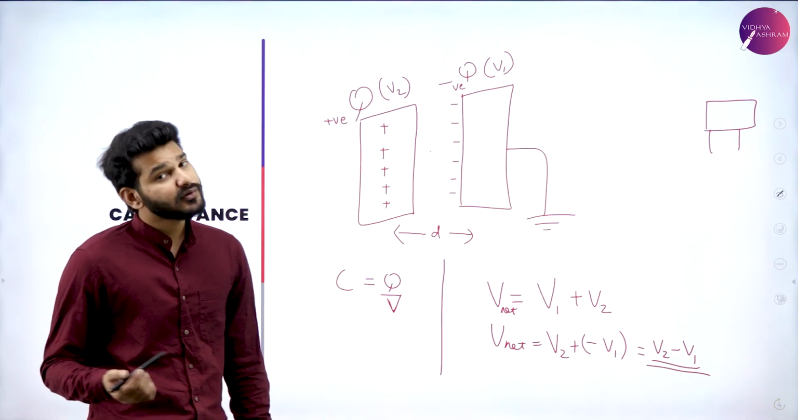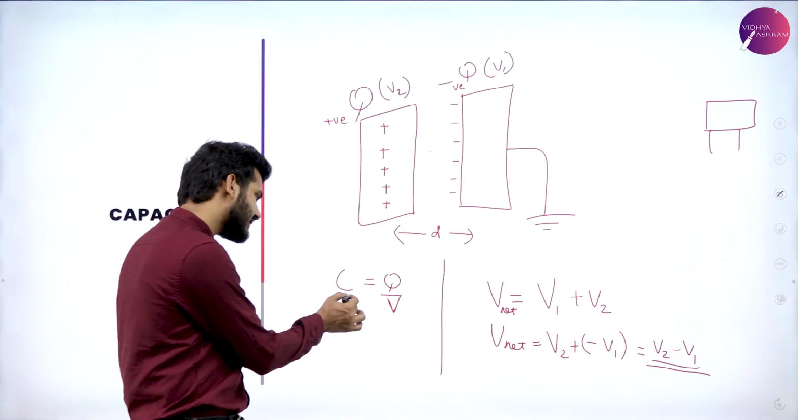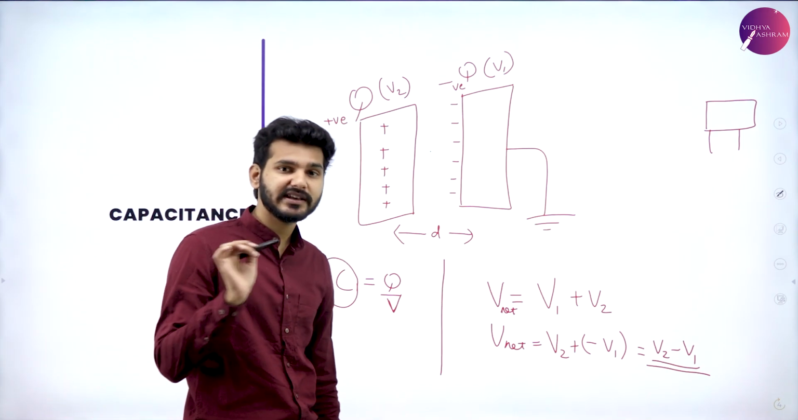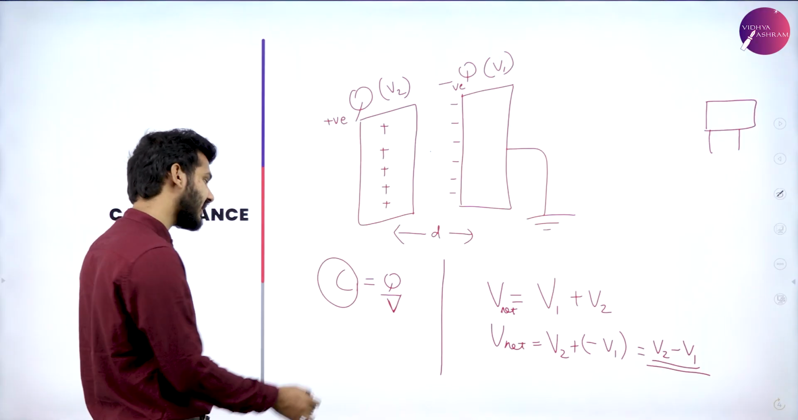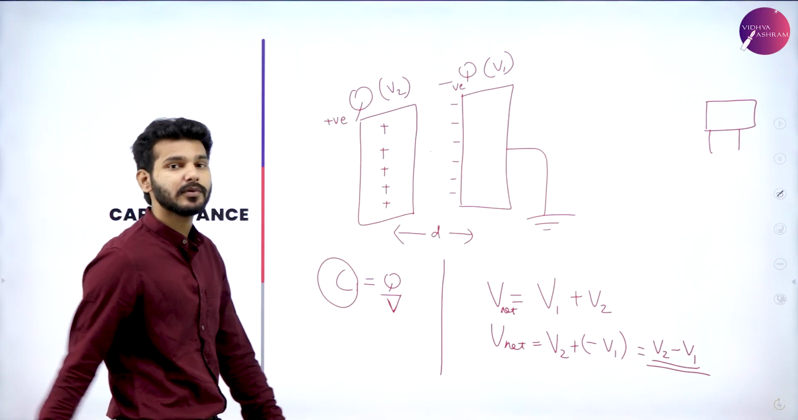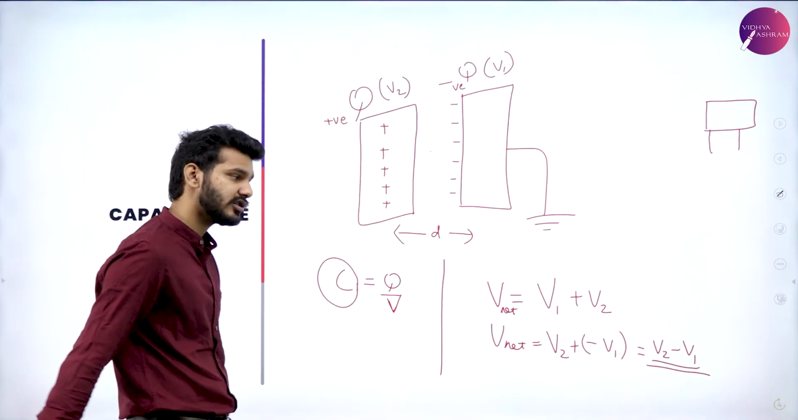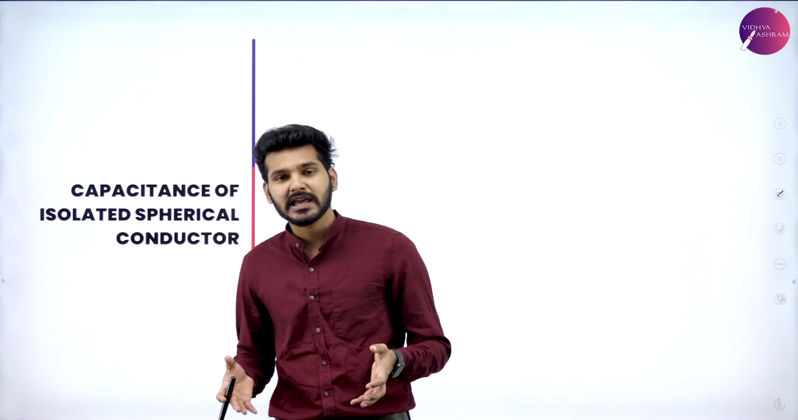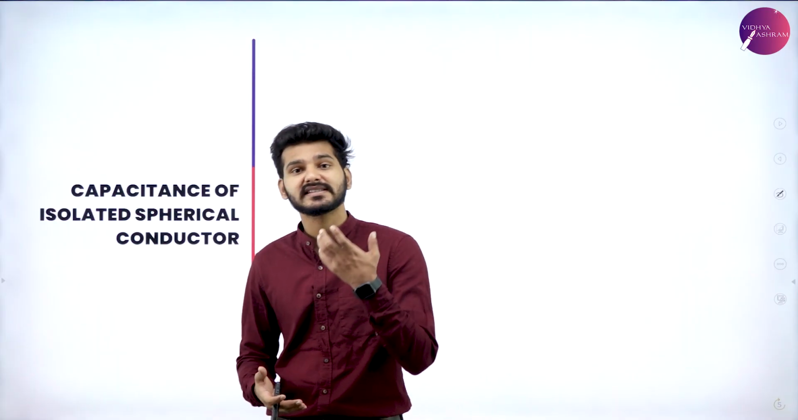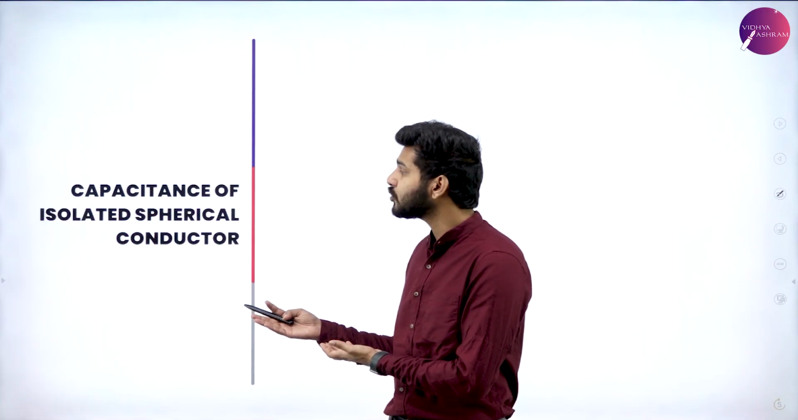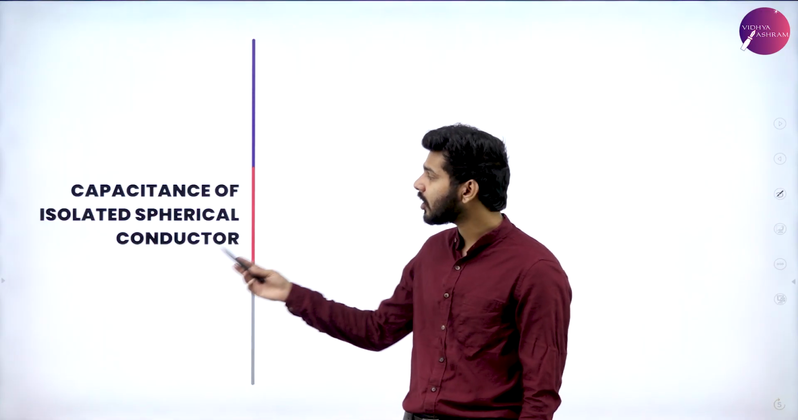So the only thing we have to remember is that we can increase the capacitance of any substance by introducing a potential difference. We are exploiting the property that capacitance is inversely proportional to the potential difference, or inversely proportional to potential. Now let's take capacitance to a more mathematical level. We are going to find out what is the capacitance of a certain material. In this particular case, we are going to find out what is the capacitance of an isolated spherical conductor.